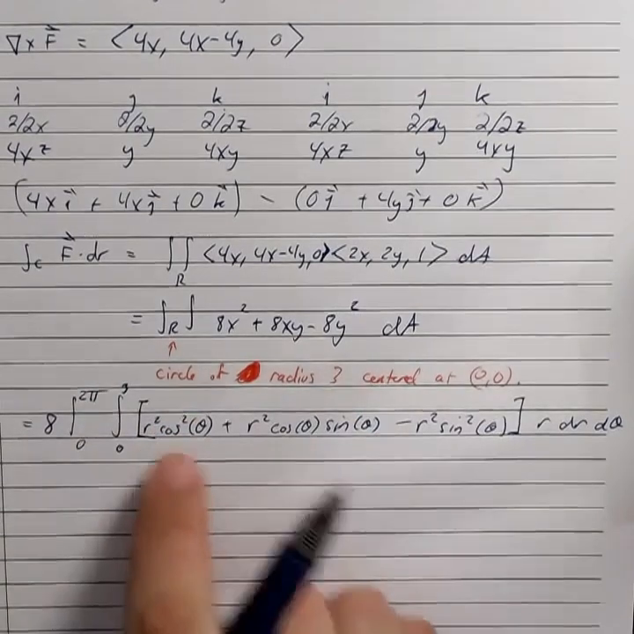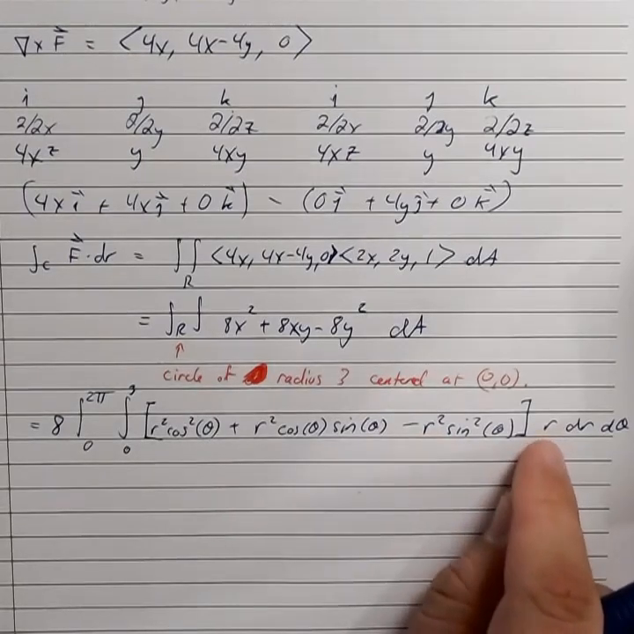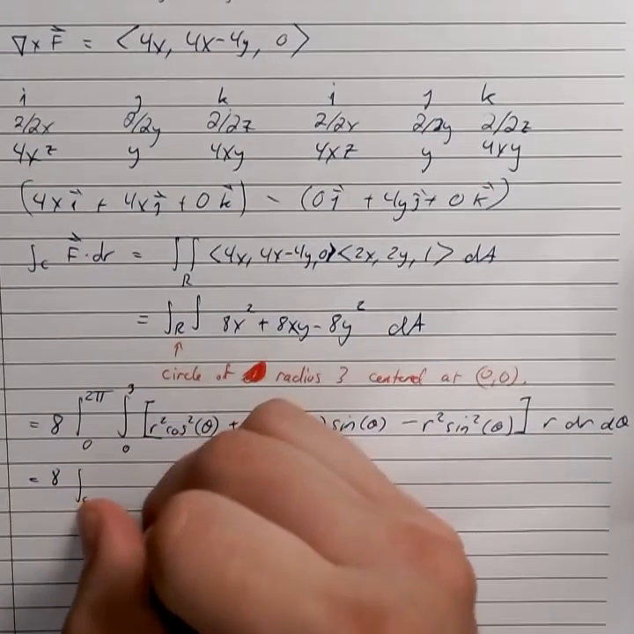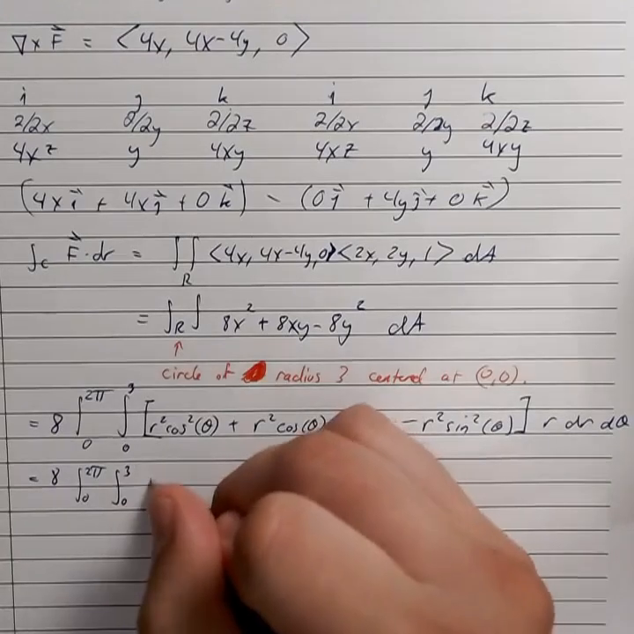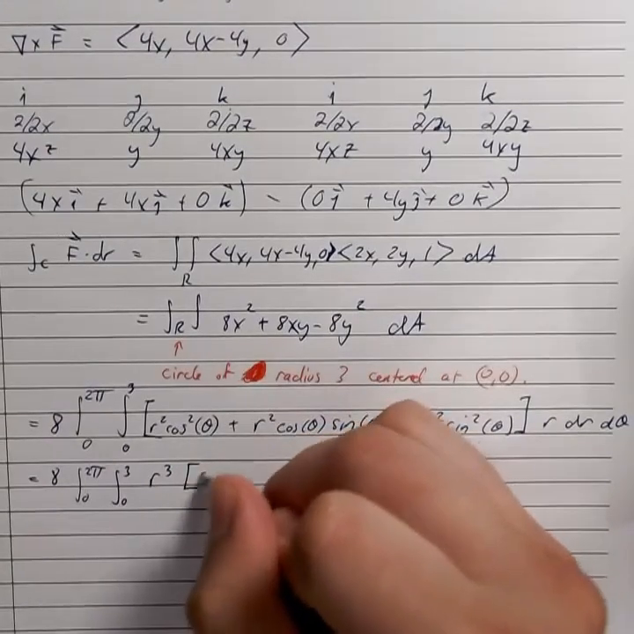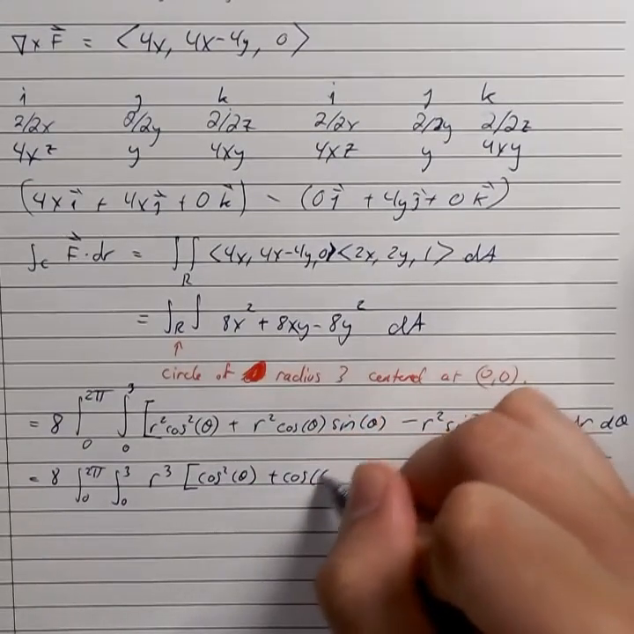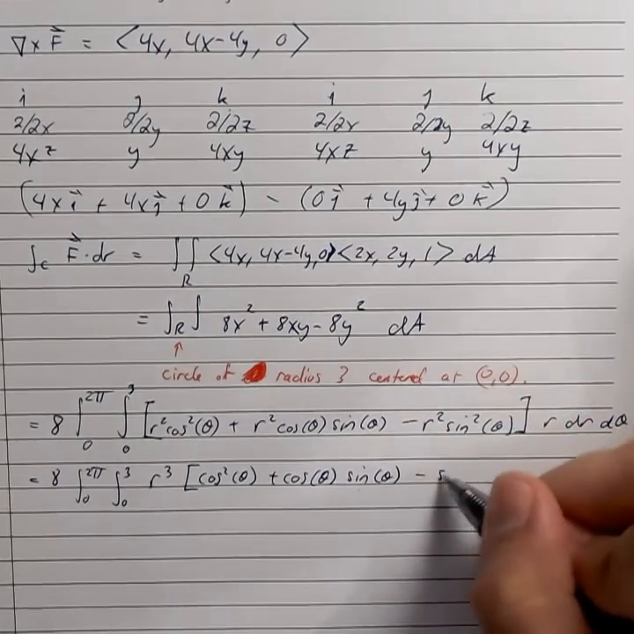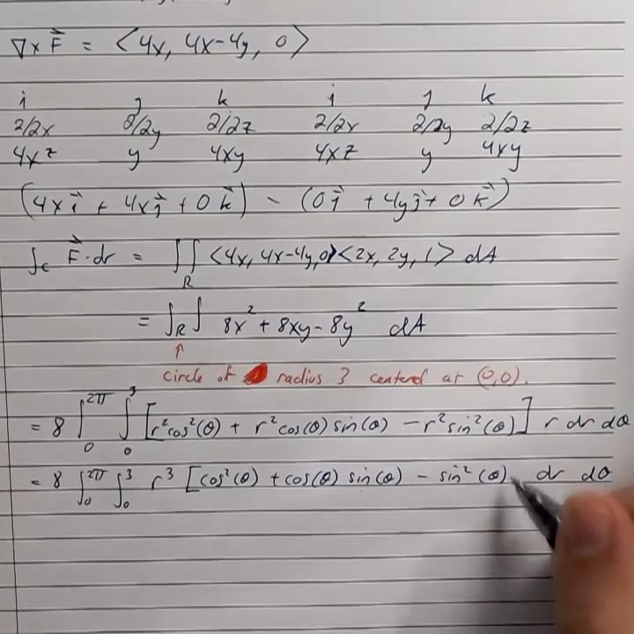Okay. Here I notice I have r squared as a common factor, so let me factor that out. And in fact, I have another r to join with it, so this will give me 8 times the integral from 0 to 2 pi of the integral from 0 to 3 of r to the third times cosine squared of theta plus cosine of theta sine of theta minus sine squared of theta dr d theta.